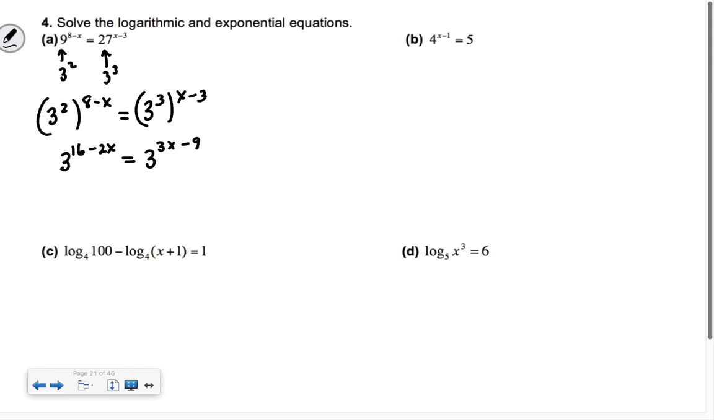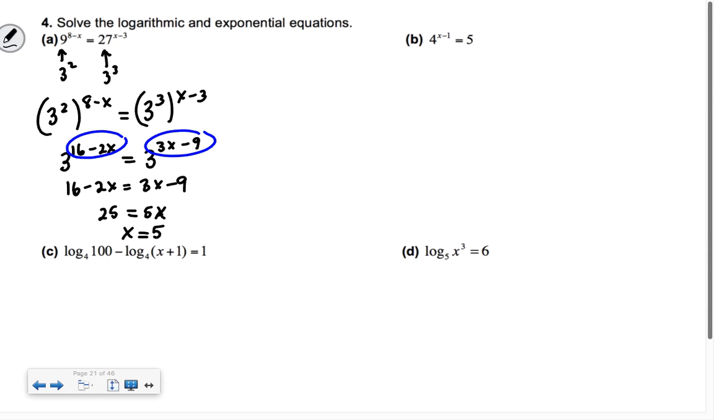And then do you guys remember what we do? Yeah, we just set the powers equal to each other. Because we have 3 to some number equals 3 to another number, those numbers have to be the same. So we say 16 minus 2x equals 3x minus 9, and we solve it out. We end up getting x equals 5. Sorry, my pen is smearing. So x equals 5. It looks like 6, but it's a 5.